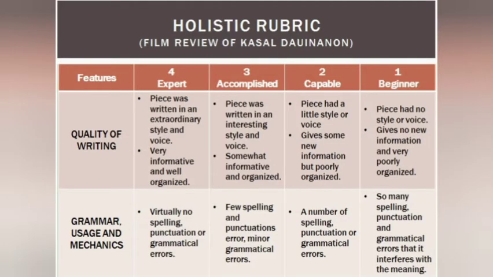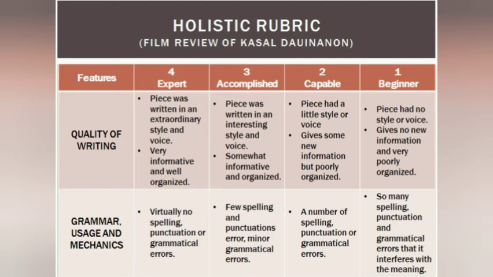So next is our holistic rubric. So here is our holistic rubric for film review. The first column, which is the features, comprises of the quality of writing and grammar and usage and mechanics. So the second column is for expert. The third column is accomplished. The fourth column is capable. And the fifth column is beginner.